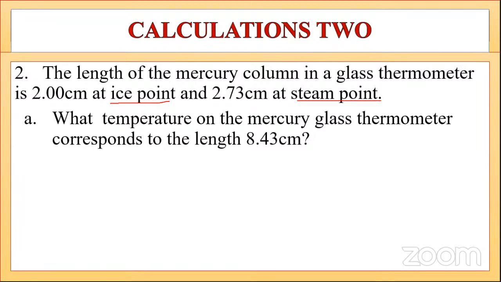So this time around, it is the length. The first one was resistance. But here it is the length. So the length at ice point is this. So this one becomes my L naught. Is it okay with everybody? Very good. At ice point and this one at steam point, this one becomes L100. Very good.